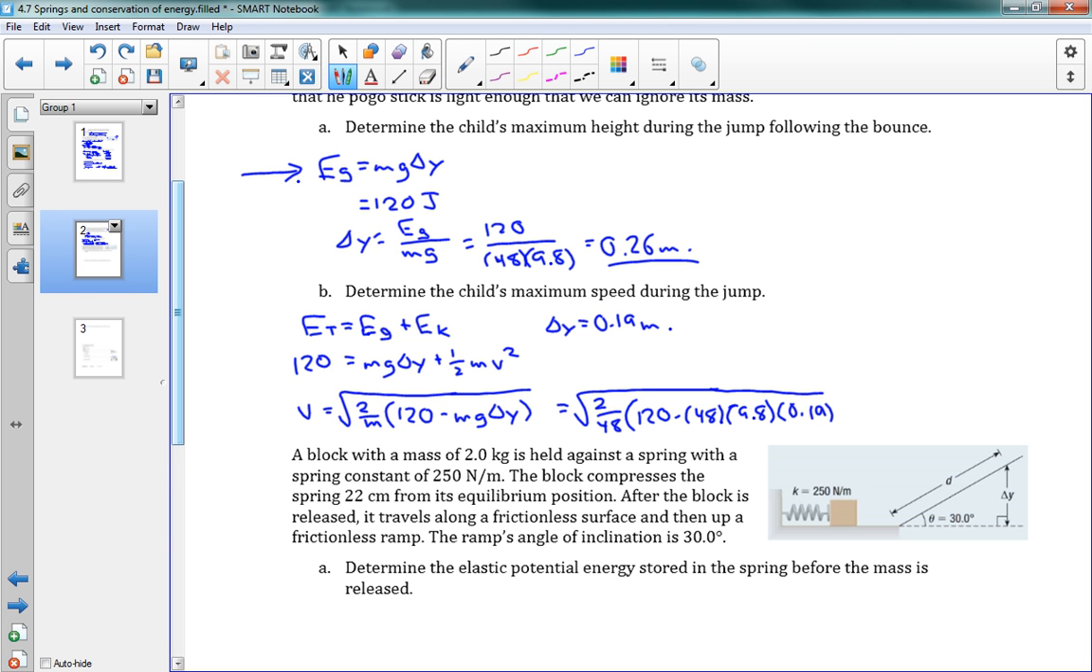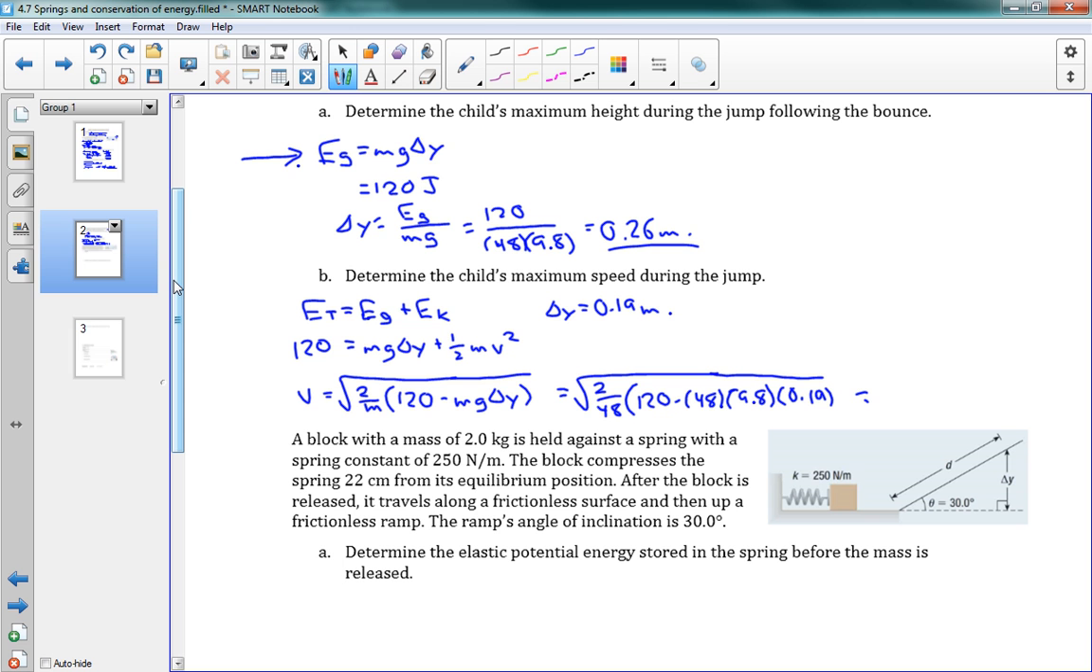Now, you could have done this in a slightly different order. You could have found first the kinetic energy and then just worked from there. I've maybe made it more complicated than it needs to be. But here we go. If you go ahead and do that equation, you should get a speed of 1.1 meters per second. Excellent.